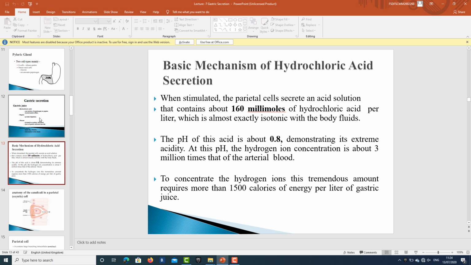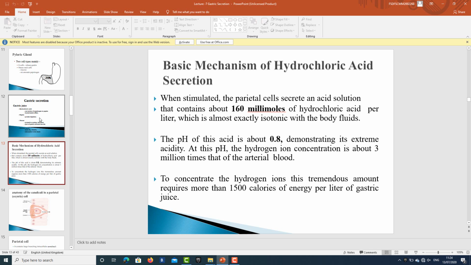Now, what is the basic mechanism of hydrochloric acid secretion? When stimulated, the parietal cells secrete an acid solution that contains about 160 millimoles of hydrochloric acid per liter, which is almost exactly isotonic with the body fluids. The pH of this acid is about 0.8, showing that it is extremely acidic. At this pH, the hydrogen ion concentration is about 3 million times that of the arterial blood.